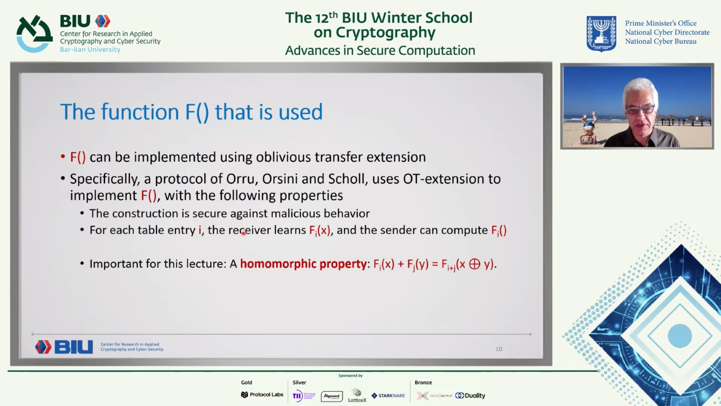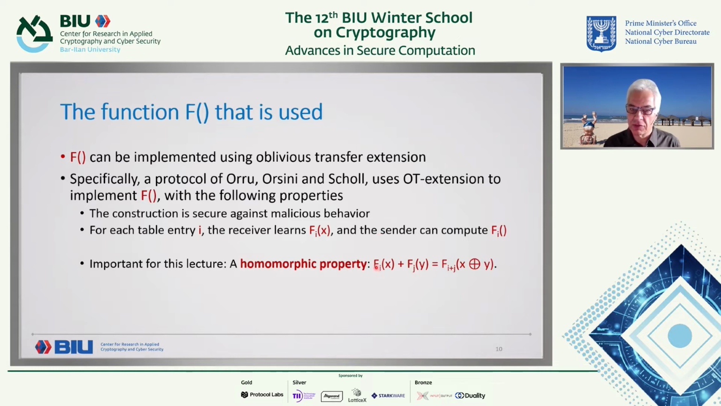For each table entry, the receiver Bob learns fi of x. So for row i of the table, he learns fi of x, and the sender can compute fi on all other inputs. So this is great. And the function has another property, which we didn't require earlier, but it's going to become very useful. It has a homomorphic property.